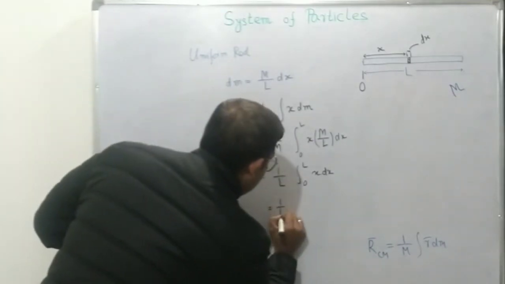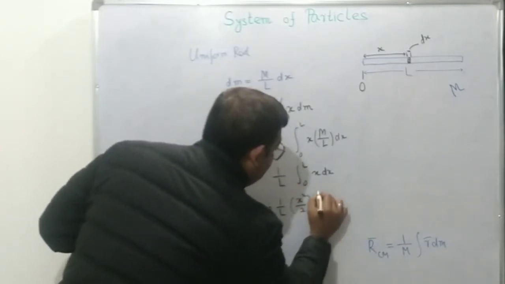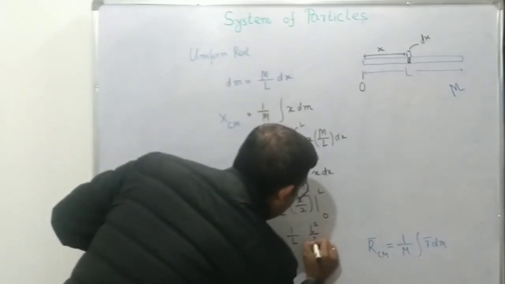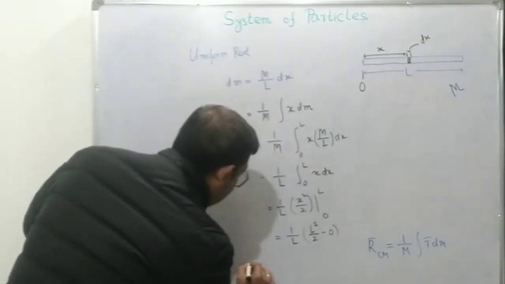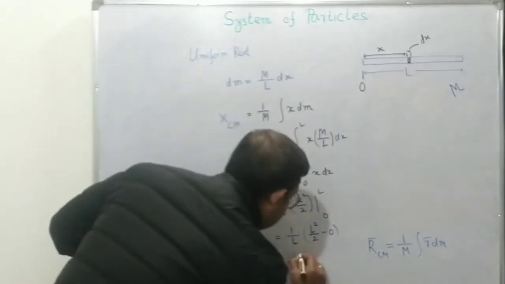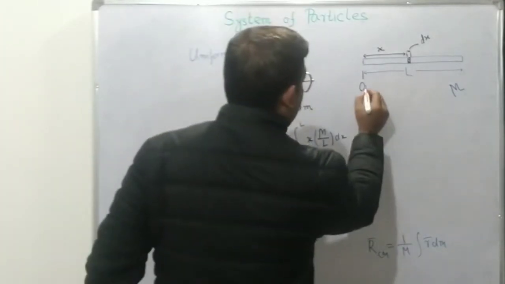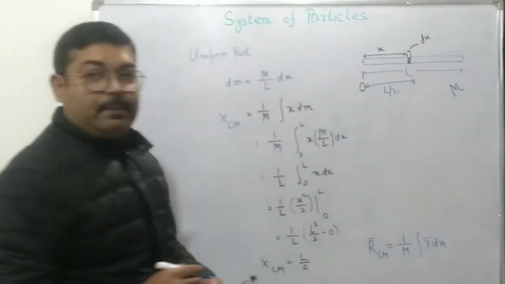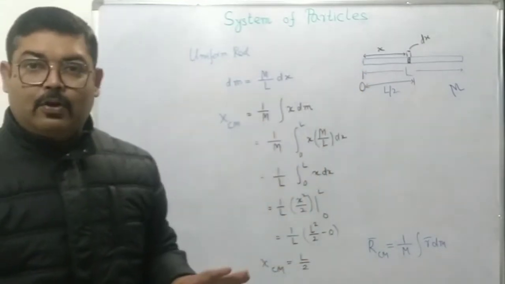So this will be equal to 1 by L, then we have x squared by 2 with the limit 0 to L. Substituting the values, we get 1 by L times L squared by 2 minus 0. Or finally we have x cm, the position of the center of mass, as L by 2, which means the center of mass of the rod will be at a distance equal to half the length of the rod. In other words, for a uniform rod, the center of mass will lie at the center of the rod.